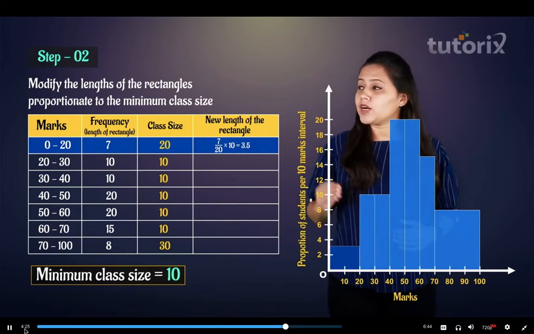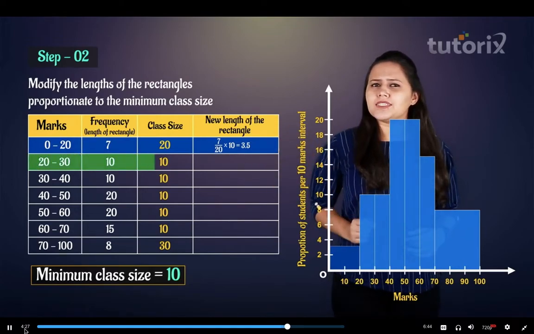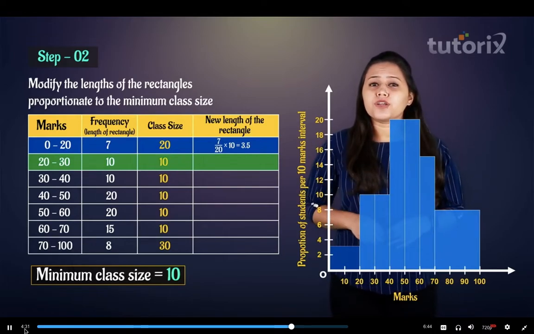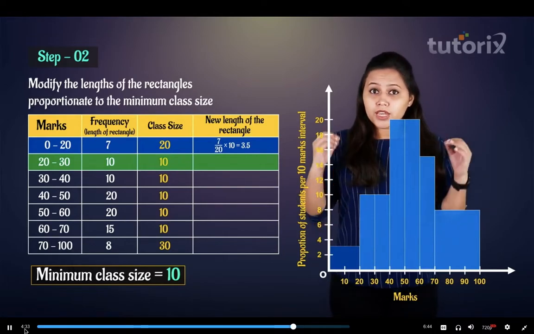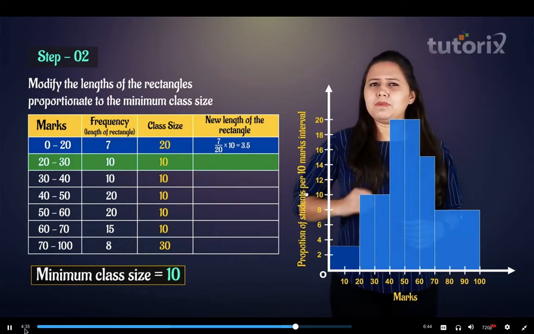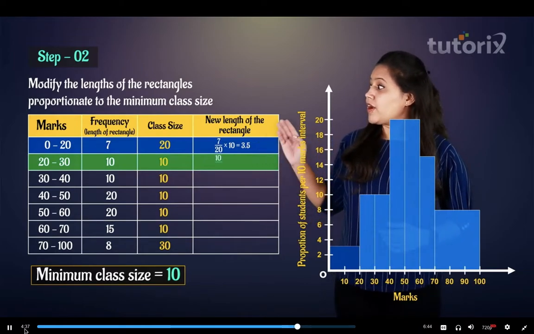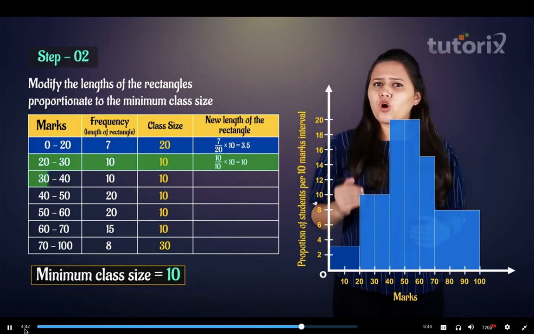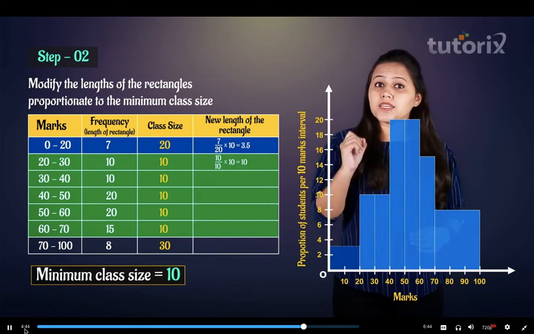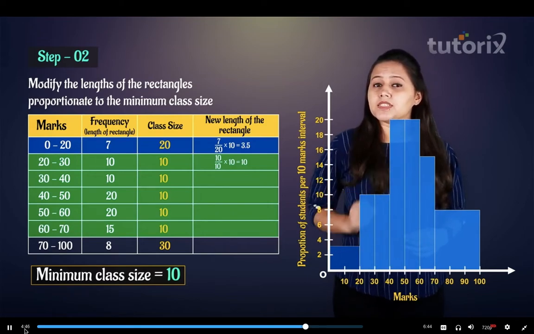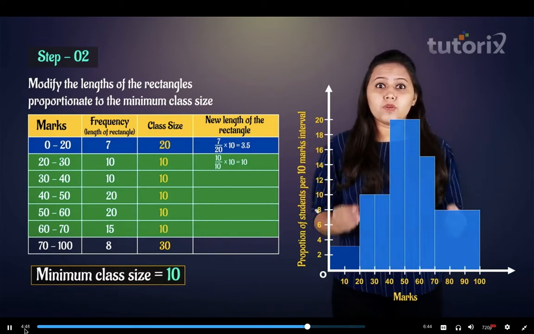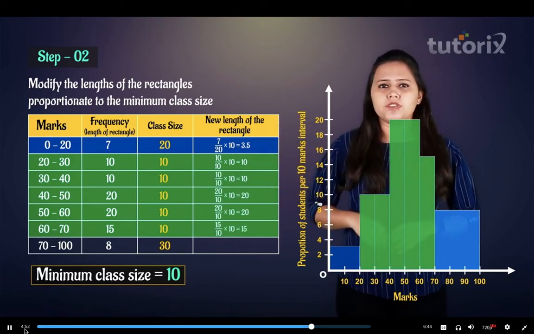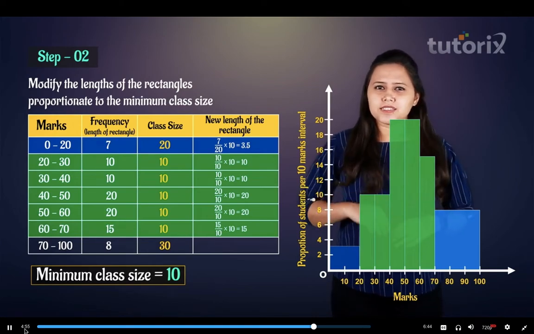Now for the next interval 20 to 30, the class size is 10, which is the minimum class size. So no need to change the length of the interval. Even if you do, you will get the same length. See, 10 divided by 10 into 10 is 10 only. This means for all the intervals whose class size is the same as the minimum class size, the length of the rectangle will remain the same. So, no need to change till 60 to 70 because the class size is 10.